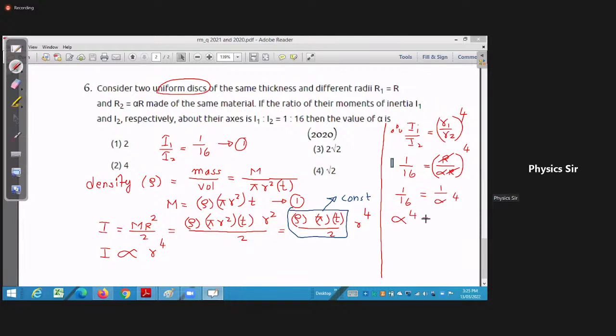Therefore, alpha to the power 4 is 16. If alpha to the power 4 is 16, then what is alpha? Alpha will be 16 to the power 1 by 4. Therefore, this alpha will be 2. So the value of alpha is 2. Understood, or not understood?